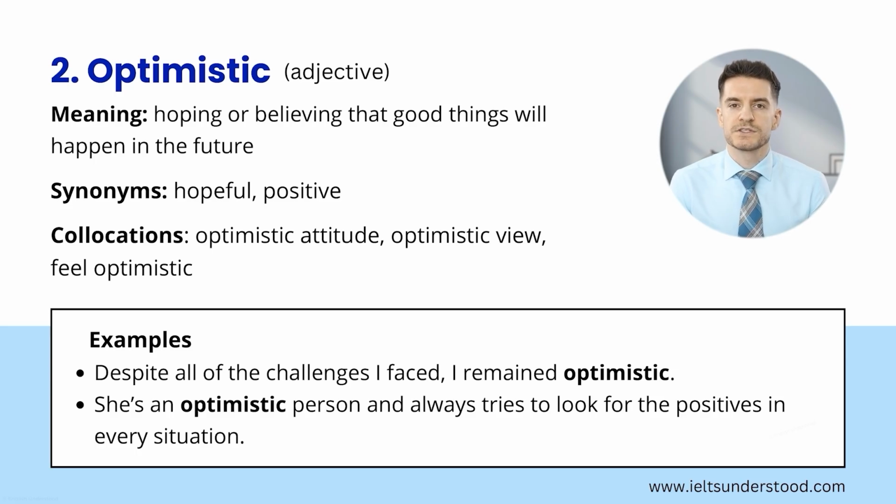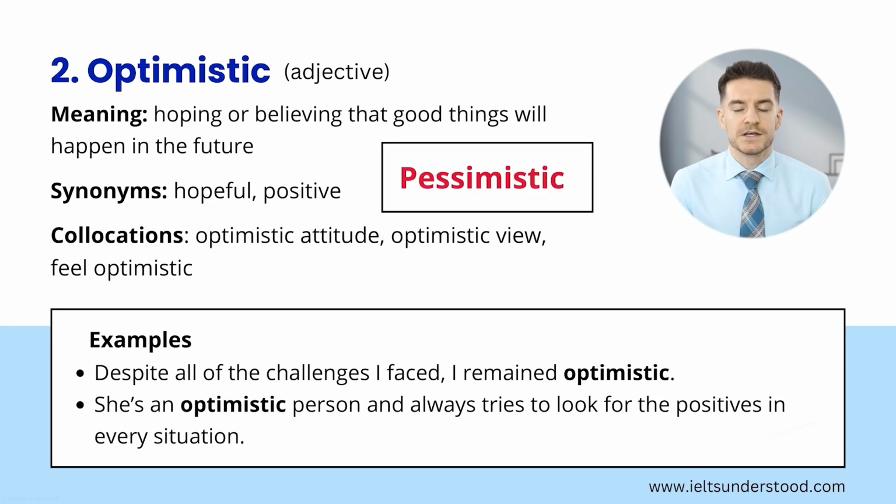You can use it to describe what type of person someone is. So like we've got here, we've said she's an optimistic person. Alternatively, you could say she is optimistic. Now, the opposite of optimistic is pessimistic. So pessimistic means that you think bad things will happen. You have a negative attitude towards the future or towards things in general. So instead of just saying someone thinks positively, try using the word optimistic instead.